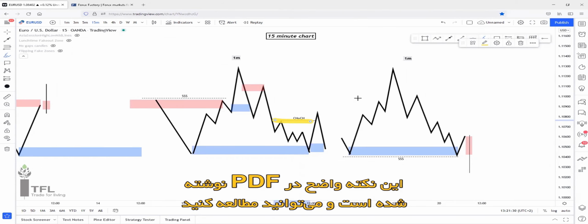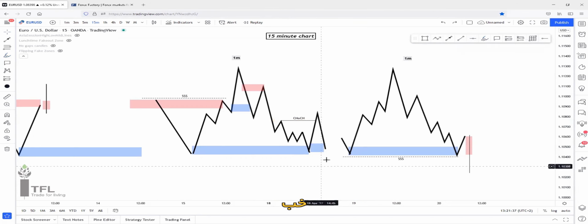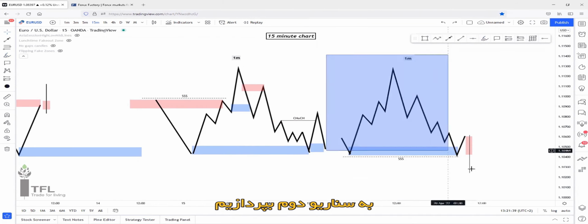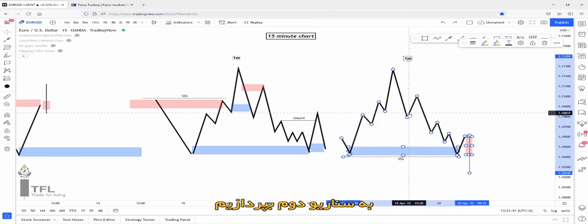But it is written down in the PDF, loud and clear. You can read it in the PDF. Okay, this is the first scenario. Let's just take a look at the second scenario, which will be this one.